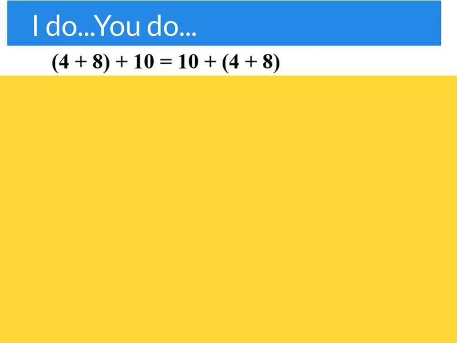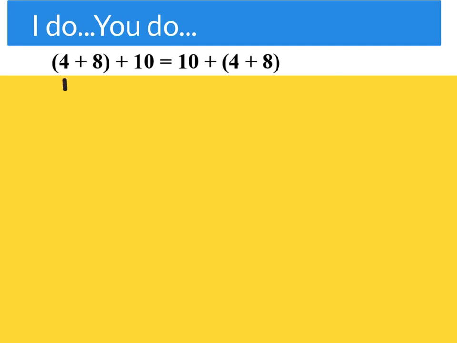This is the answers for I do, you do, properties of operation. Remember, this is just to recognize the properties, and eventually we're going to use them to simplify algebraic expressions. So if I look at this, when I'm going to analyze it, I see grouping, so it might be associative, it might be commutative, might be distributive.